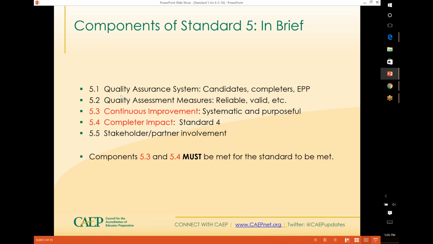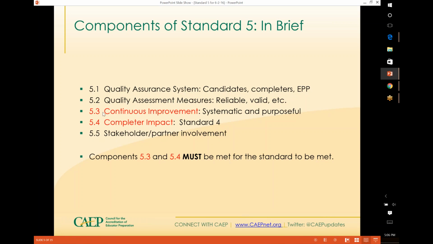Now, the reason I'm pointing to those three components particularly, and why they're not in red, is because you must address these components. You must have some evidence to demonstrate under each of these components. But you don't have to meet the component.